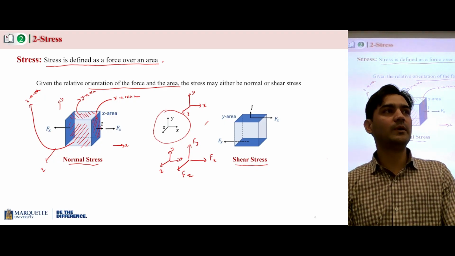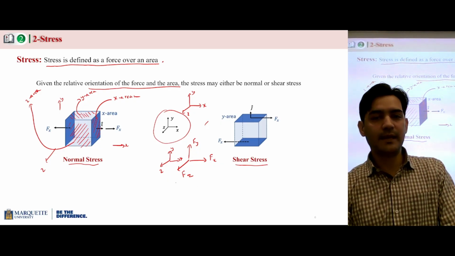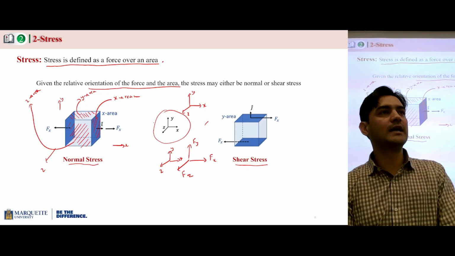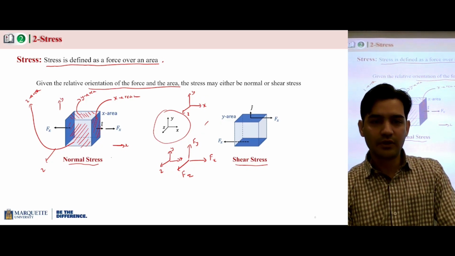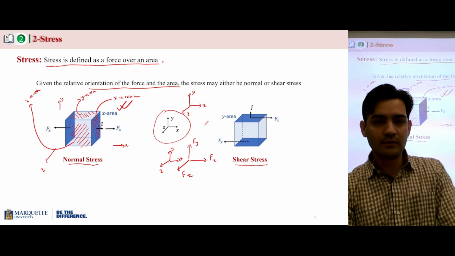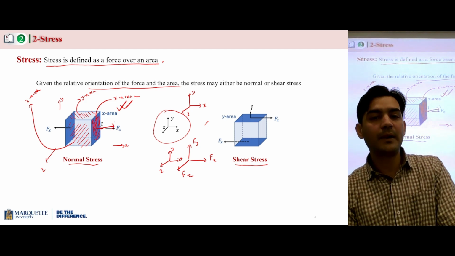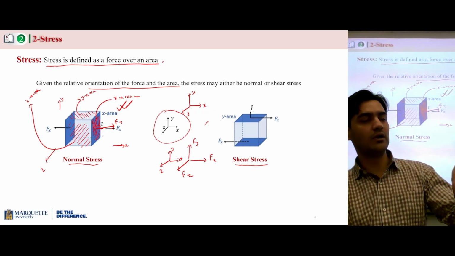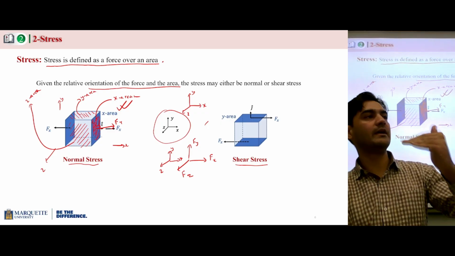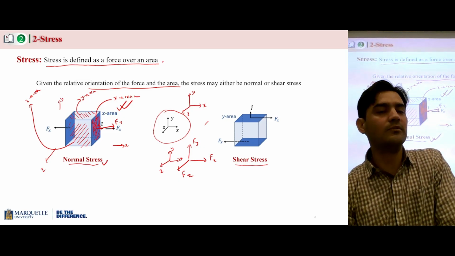So what is the difference between a normal stress and a shear stress? The difference is based on whether the force is acting perpendicular to the area or parallel to the area. In this example, this is the x area, and the force is acting perpendicular to the area. Perpendicular means a 90-degree angle. So if the force is making a 90-degree angle with the surface of the area, then this type of force is called normal force.